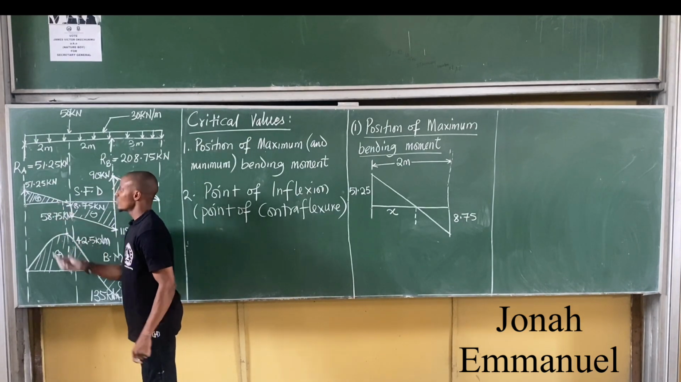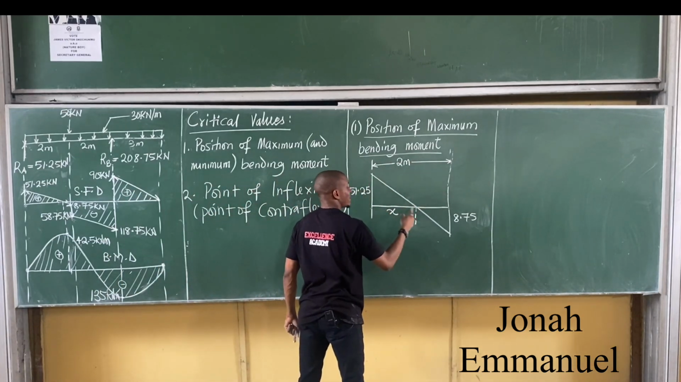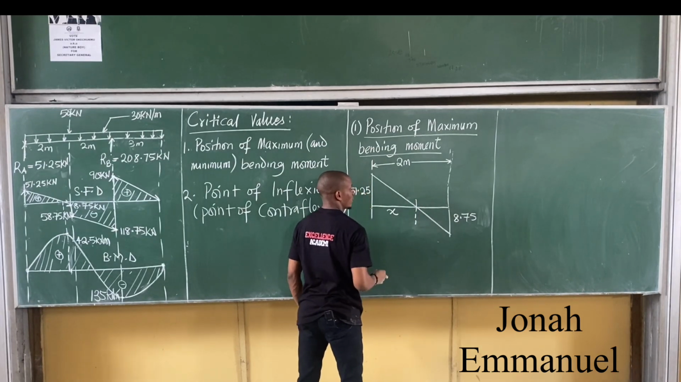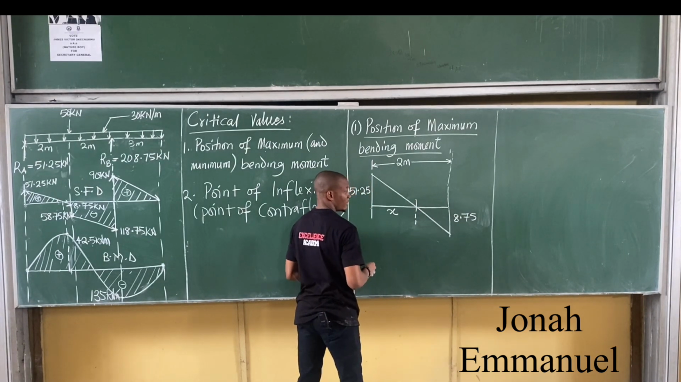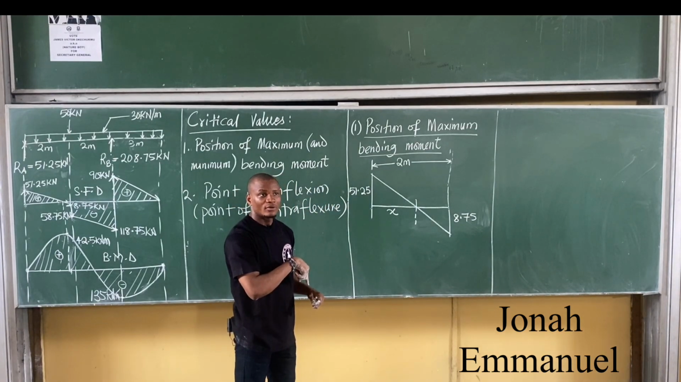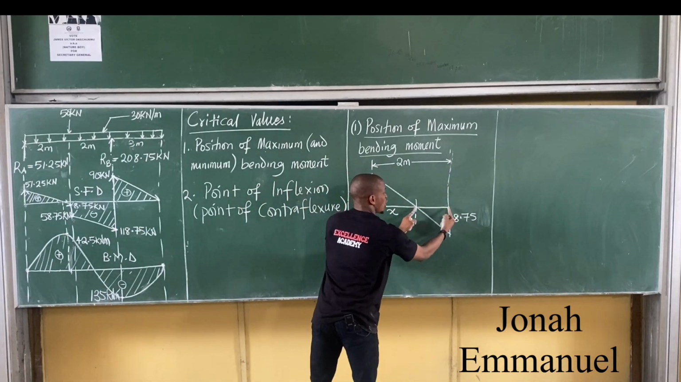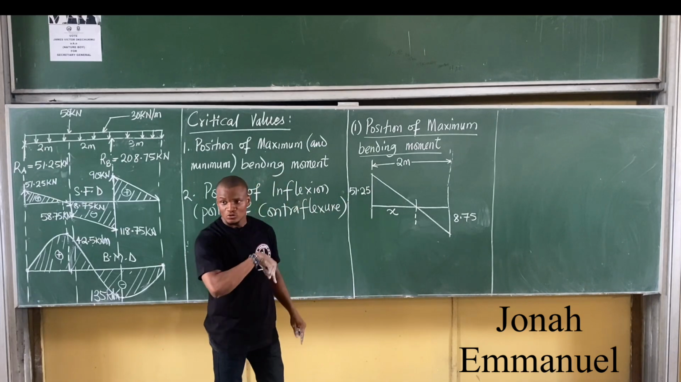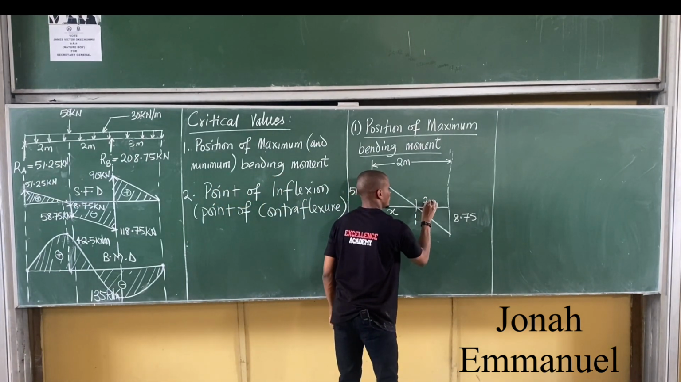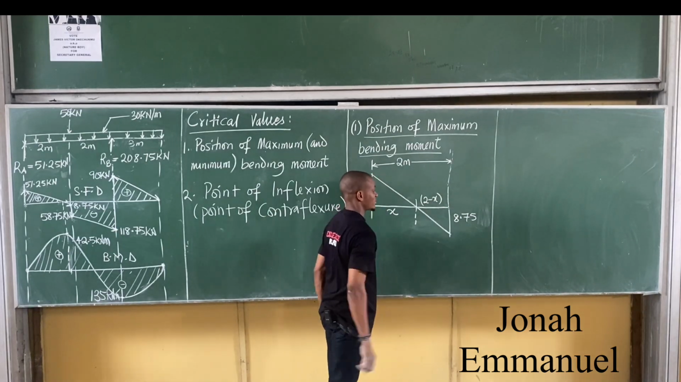To here is x. Question is this: from here to here is 2 and from here to here is x. What will be the value of this distance here? Is it 2 minus x or x minus 2? Here is 2, here is x. Here becomes 2 minus x. That's it. So here becomes 2 minus x.